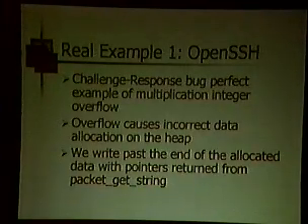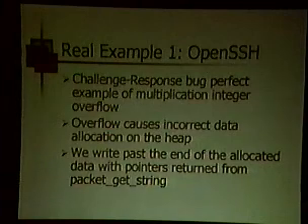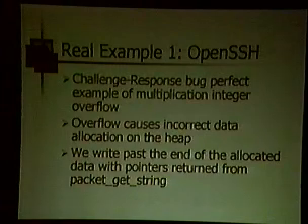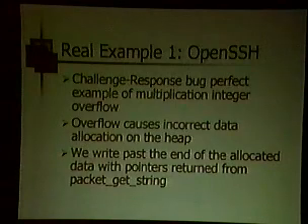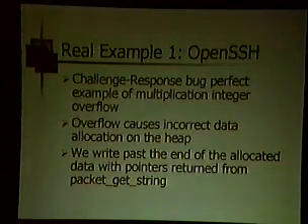Basically, you can trigger an integer multiplication overflow, which causes an incorrect data allocation on the heap, and we can write past the end of the allocated data with pointers returned from packet_get_string, which is a routine that gets strings from the network. Basically, the conditions that I mentioned before are satisfied. We're directly able to control an integer that is multiplied and passed to a memory allocation routine. We enter a loop that we can prematurely terminate, and although this causes a call to exit, some cleanup work is done before exit actually occurs.